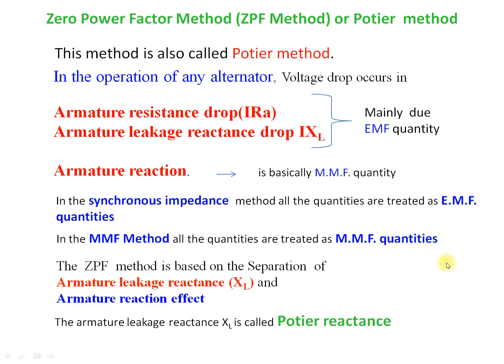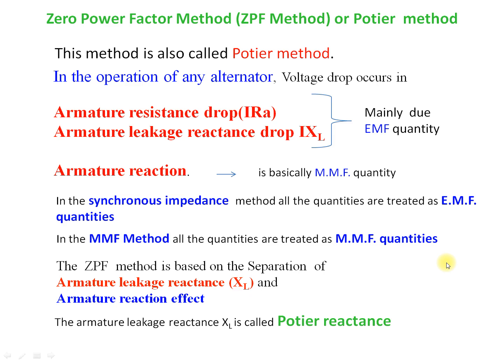So in the previous lecture we have discussed the methods of finding the voltage regulation using the EMF method and the MMF method. The EMF method uses the EMF quantities to find the voltage regulation, and the MMF method uses the MMF quantities in order to find the voltage regulation.